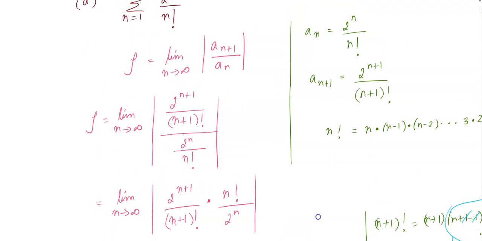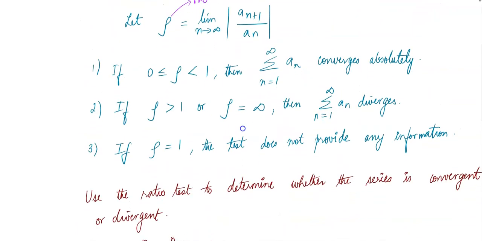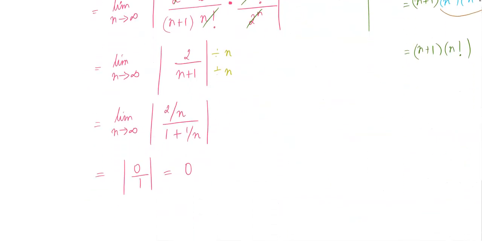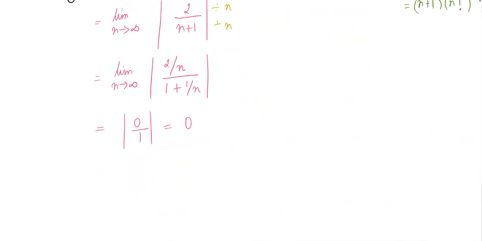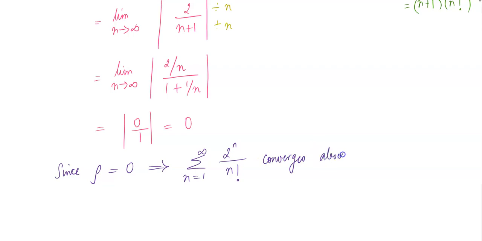Now go back to the ratio test, which gave us those 3 properties. We got rho as 0, so if you look at the first condition, it accepts 0, okay? So if rho is between 0 and 1, 0 included, then we can say that it converges absolutely, and we're going to call upon this first condition here and say since rho is equal to 0, it implies summation n from 1 to infinity of 2 power n over n factorial converges absolutely.